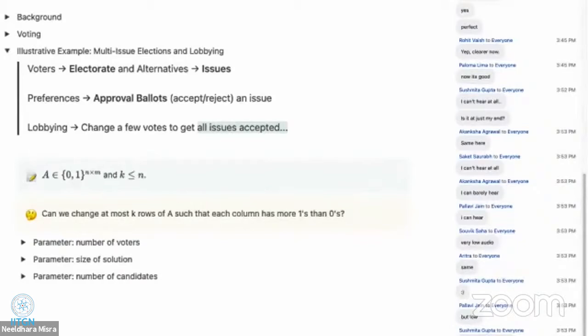Okay, is the problem statement clear? So the input is this n by m binary matrix where n denotes the voters and m denotes the issues. And what we want is to know if we can influence at most k rows, or change at most k rows, so that in every column we have a majority of ones. Please give me an indication in the chat if the problem statement is clear, because we will be discussing this for the next few minutes. Okay, great. Cool.